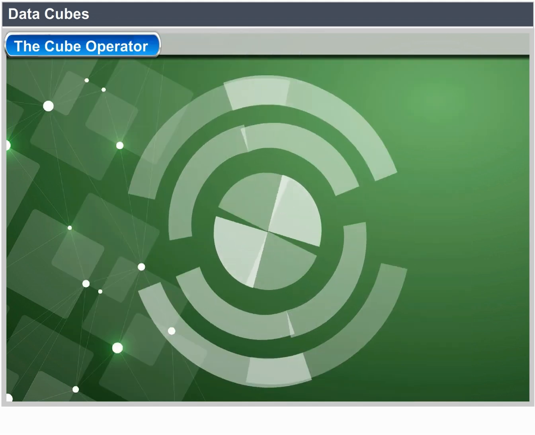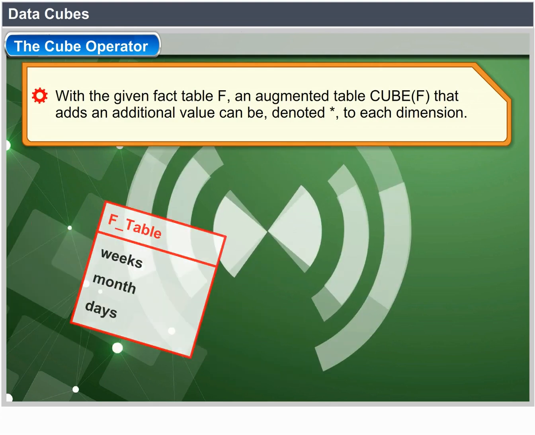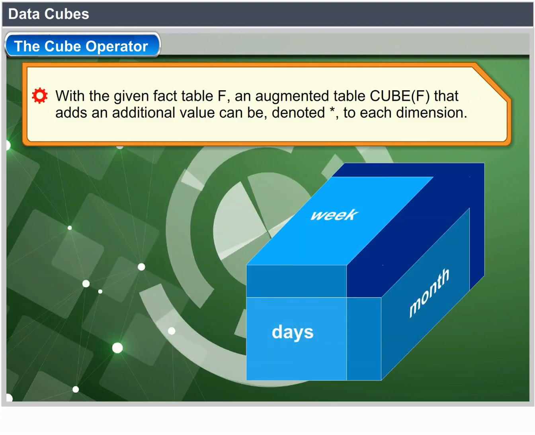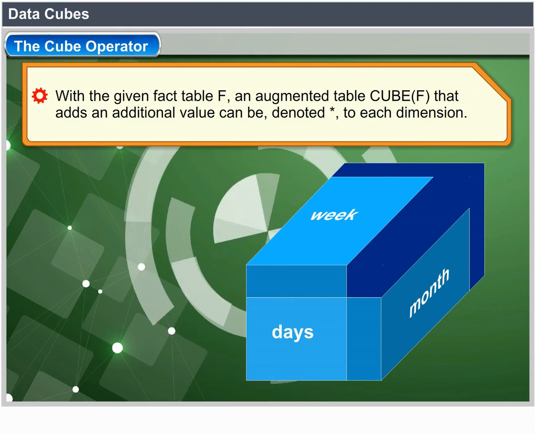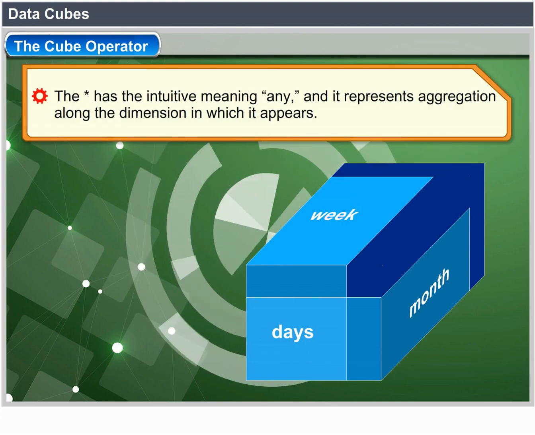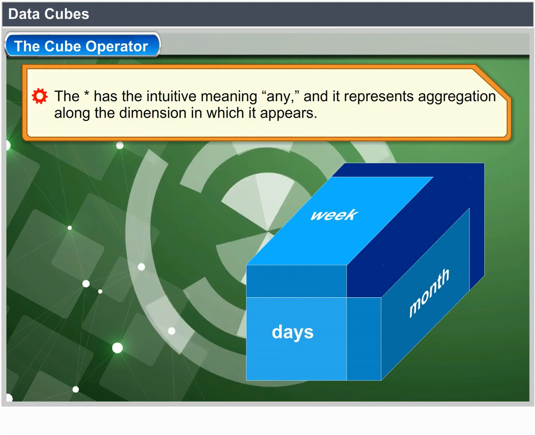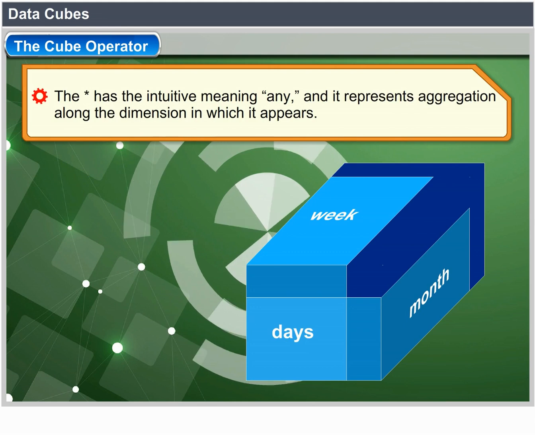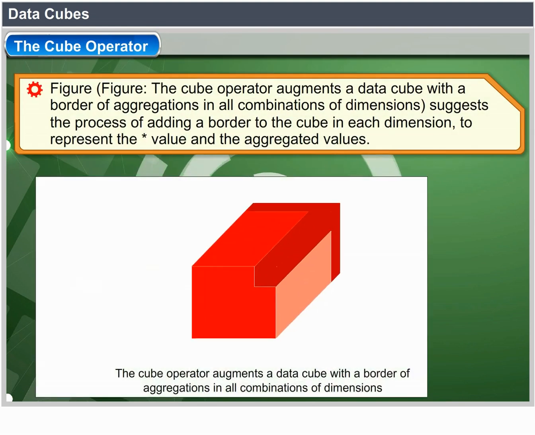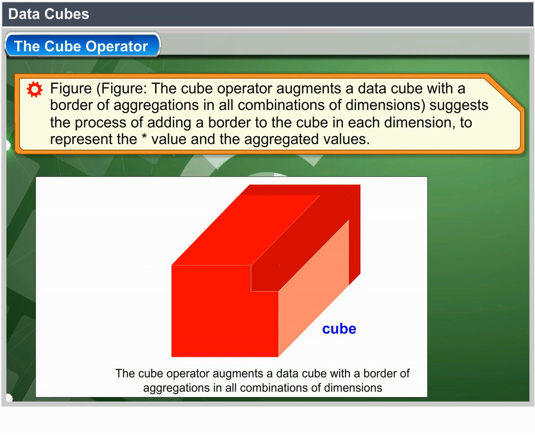The cube operator. Given a fact table F, we can define an augmented table CUBE(F) that adds an additional value denoted star to each dimension. The star has the intuitive meaning "any" and it represents aggregation along the dimension in which it appears. Figure: the cube operator augments a data cube with a border of aggregations in all combinations of dimensions. Suggest the process of adding a border to the cube in each dimension to represent the star value and the aggregated value that it implies.